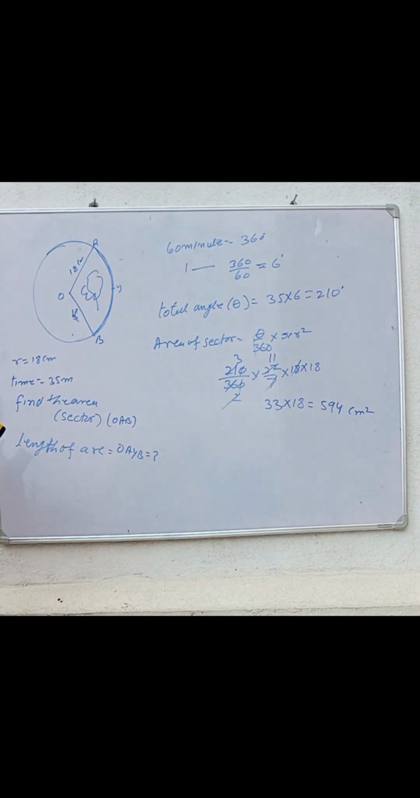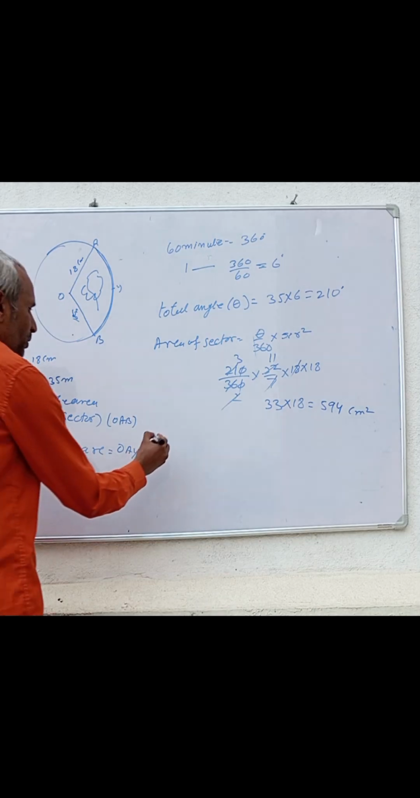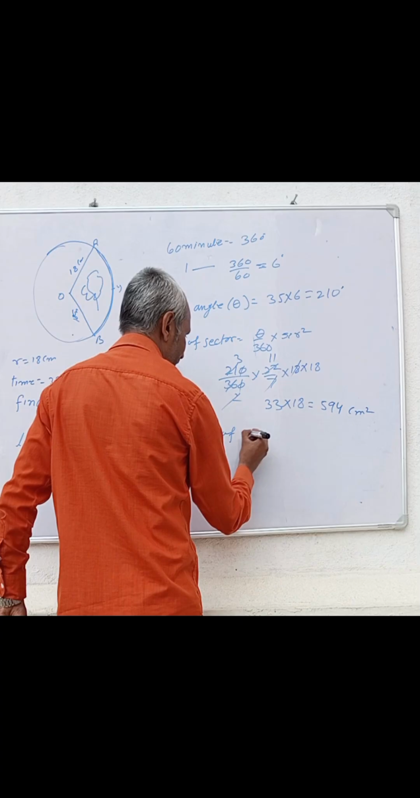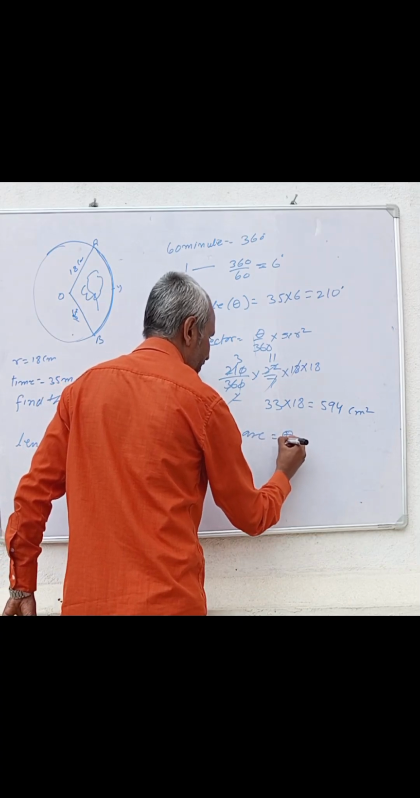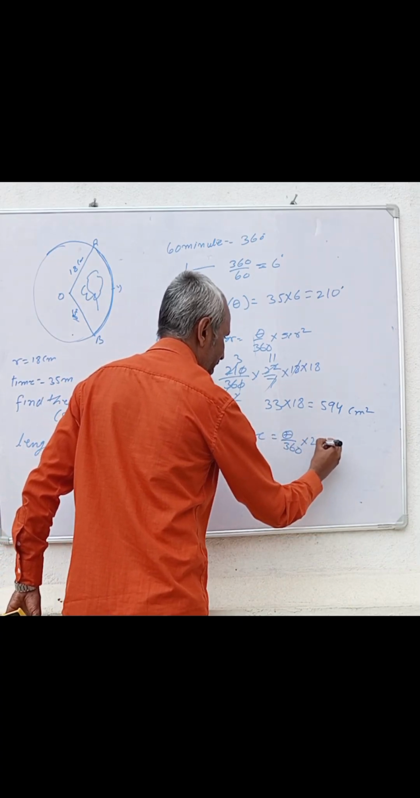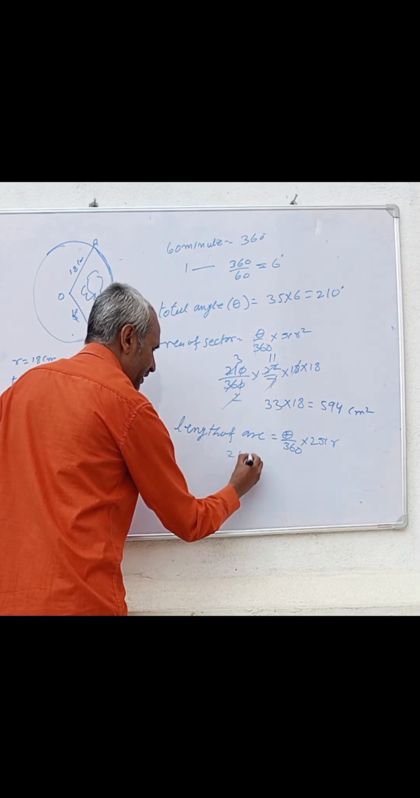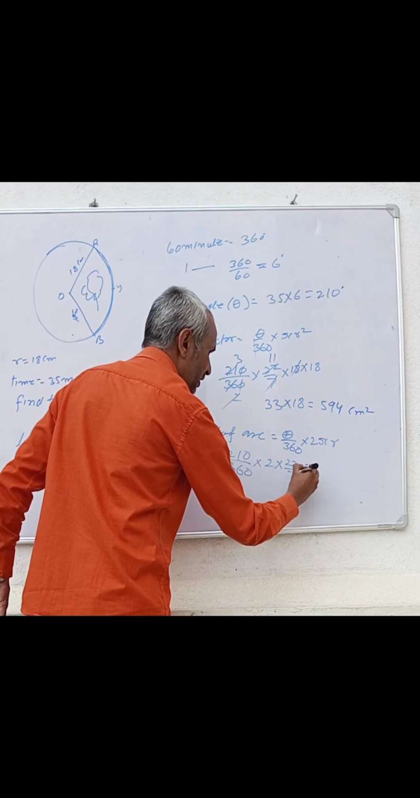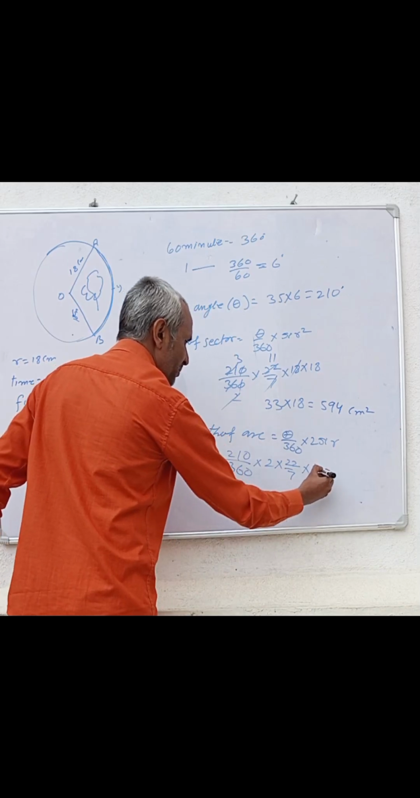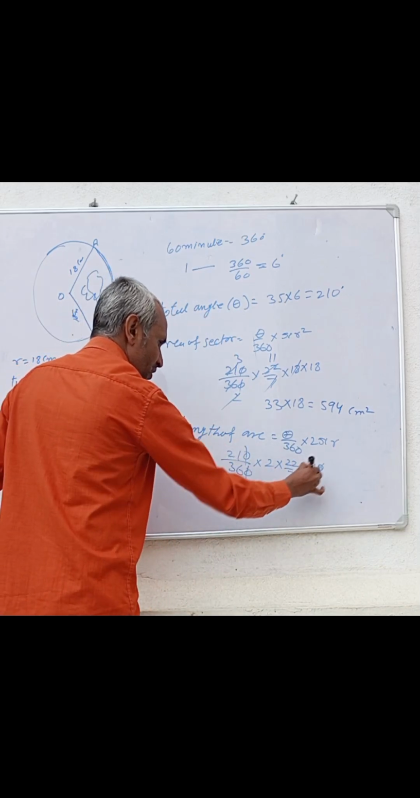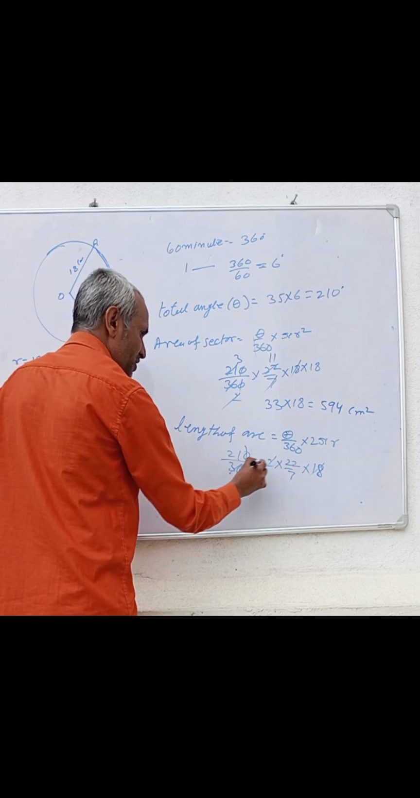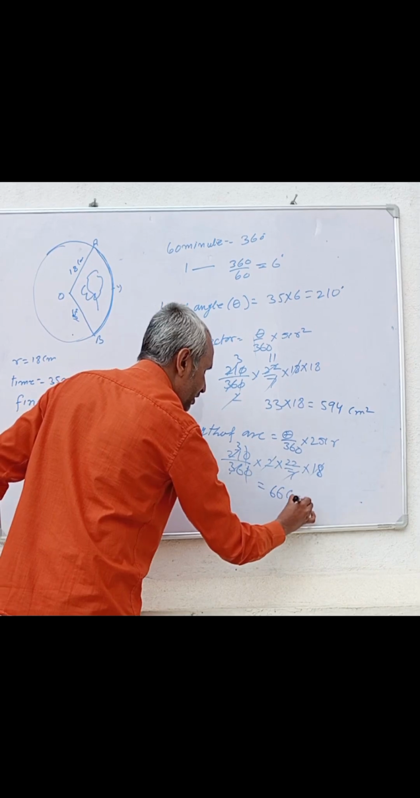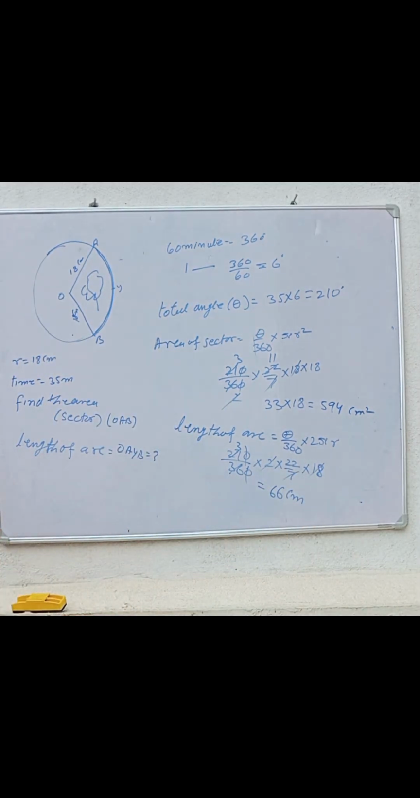Now find the length of the arc. The formula for the length of the arc is theta by 360 into 2 pi r. Putting the values, 210 by 360 into 2 into pi value 22 by 7 into r, given 18. After some cancellations, this 0 cancels, this cancels, and this number cancels by 3, which is equal to 66 centimeter. This is the total answer of this question, a 3 marks question.